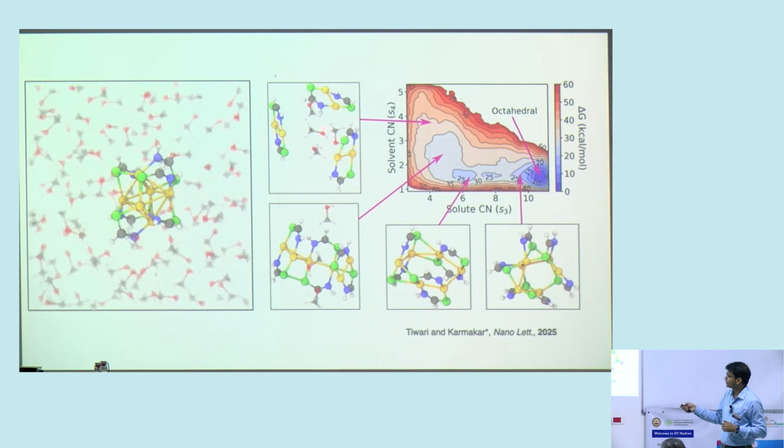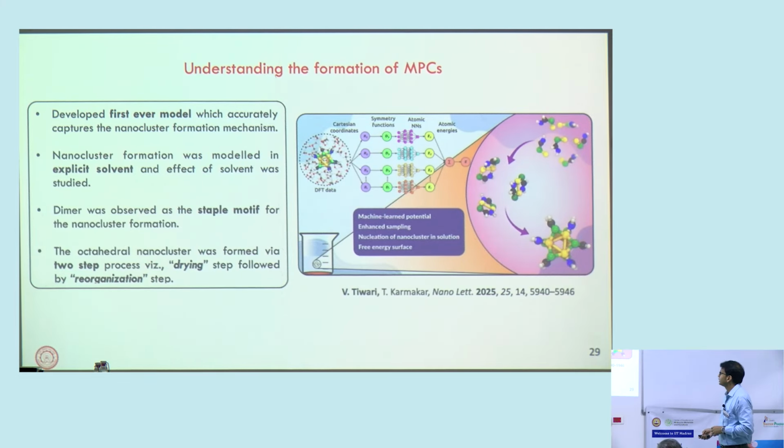Again, what we observe is that these methanol molecules, initially these have to leave to allow the solute molecules to come together to form the octahedral. So that's something very interesting. It's a dewetting. Meaning when the solutes come together, the solvent molecules should leave. That's the process, and that's why it is L-shaped. Solvent removal followed by solute attachment. That's the mechanism. So this is kind of a summary.